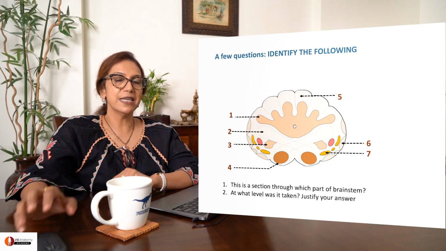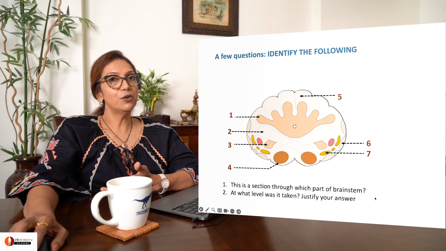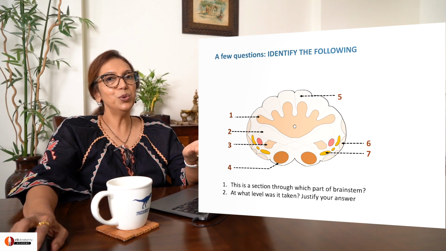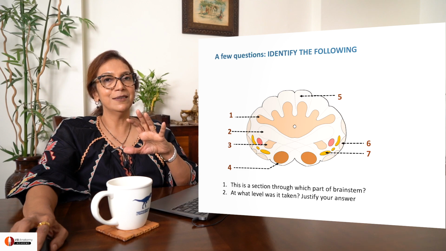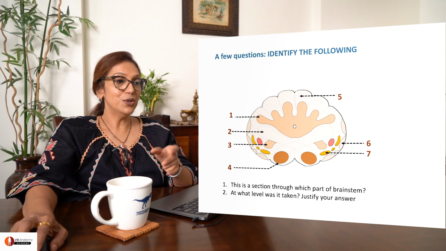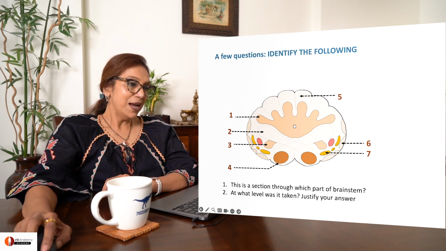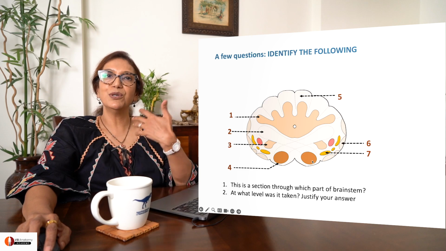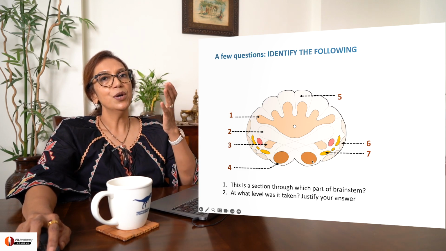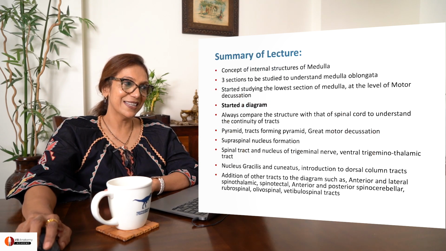Last question. This is a section through which part of brainstem? You know, because we are studying medulla oblongata, but given this without the background of the lecture, you should be able to recognize this as a section of medulla. At what level is it taken? Yes, because you're seeing decussating motor fibers, you know this section is taken at the level of corticospinal tract decussation or the great motor decussation.